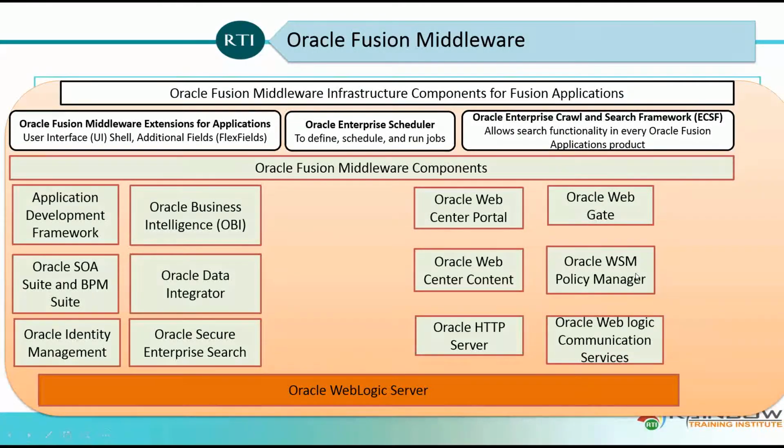And the last one is WebLogic Communication Services. It is basically used to interact with the Fusion applications. You can interact through your browser, or you can send an SMS, or you can send an email to interact with the Fusion application. Sometimes, for example, if you want to approve a purchase order, you can approve it through email.